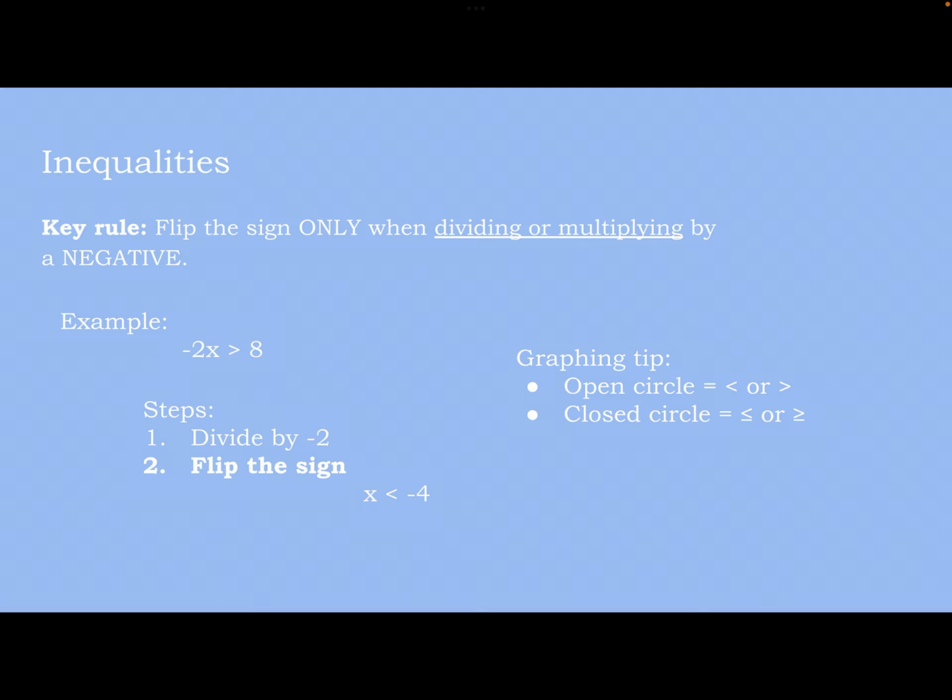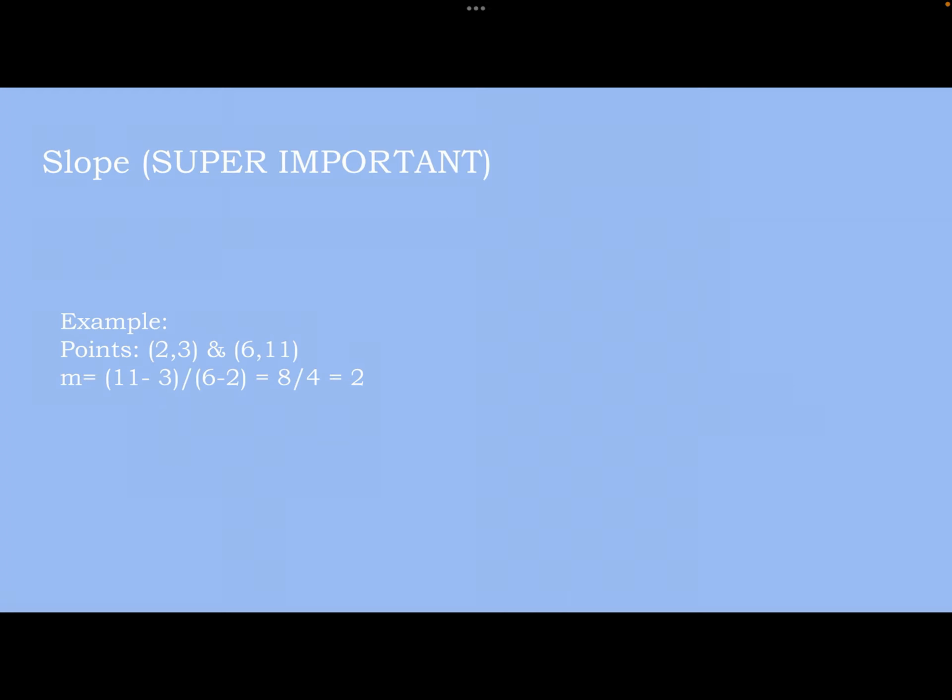Graphing tip. If the circle's open, that's going to be less than or greater than. If the circle is closed or you make it closed, that's for less than or equal to or greater than or equal to. Remember that because that's a key thing on the Regents.